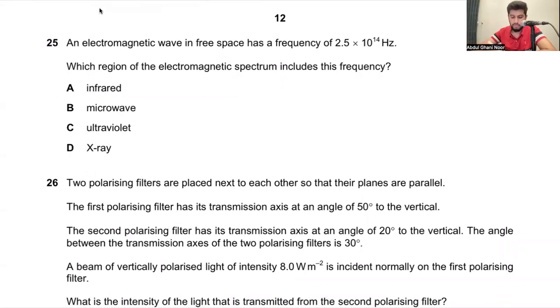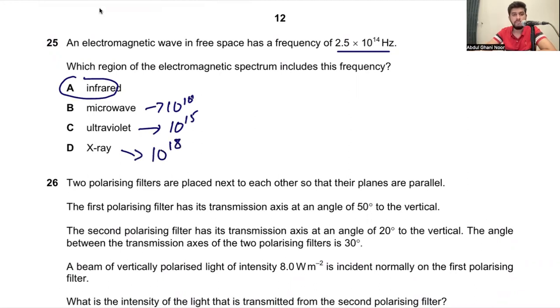Infrared lies in this frequency, 2.5 × 10^14. Microwave is approximately 10^10. Ultraviolet is approximately 10^15. And X-ray is high frequency, 10^18.